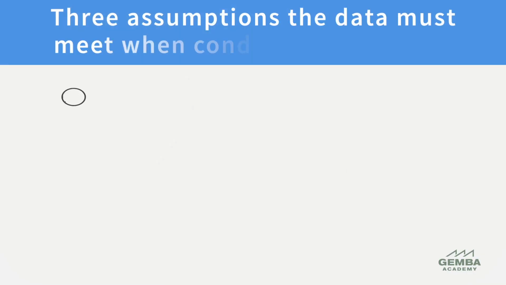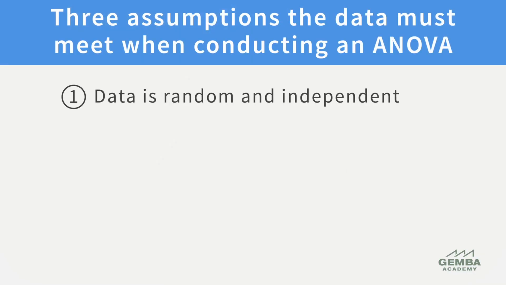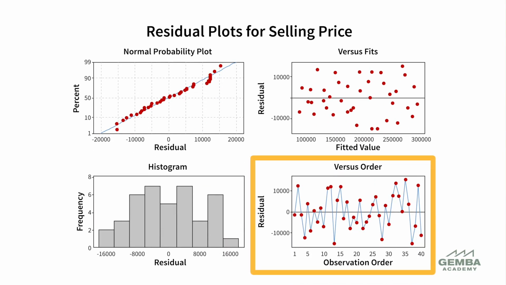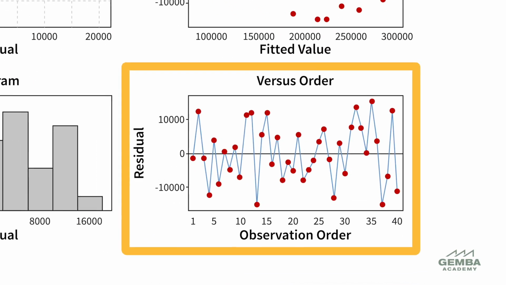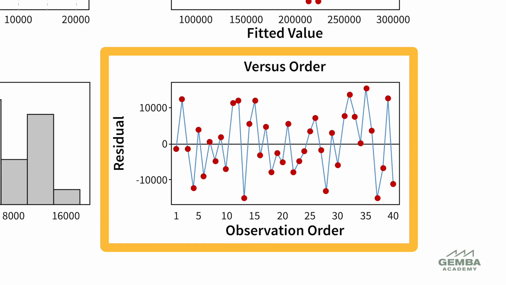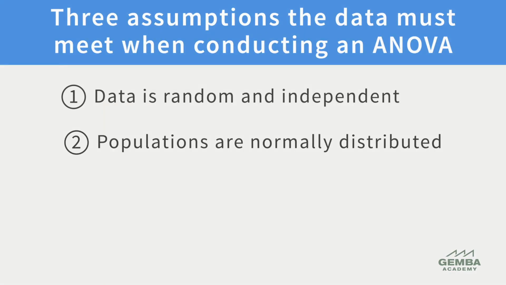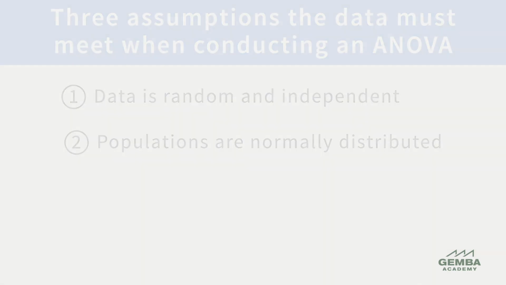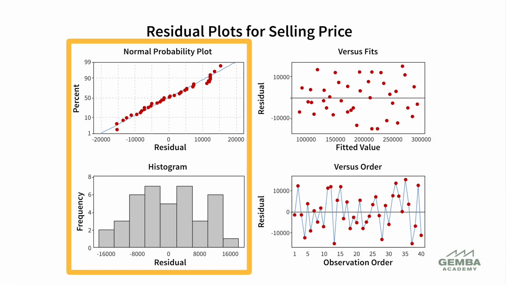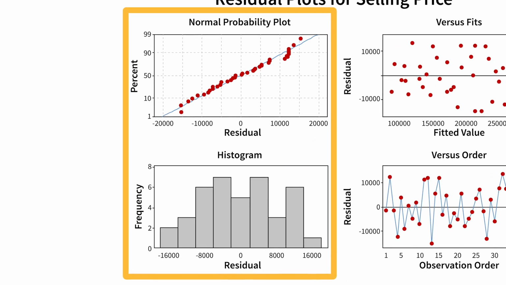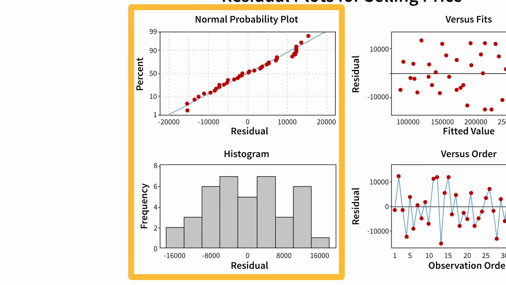When conducting an ANOVA, the data must meet 3 assumptions. First, the data must be random and independent. We check this with the residuals versus order graph, and here the data points seem to be randomly distributed. The second assumption is that the populations are normally distributed. We check this with the normal probability plot and histogram, as in this example, where the red data points fall close to the blue line and the histogram is symmetric about the mean.